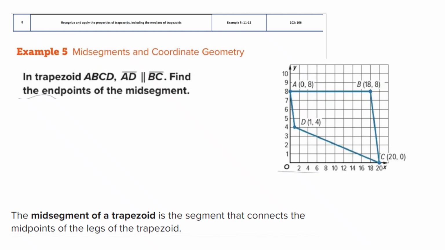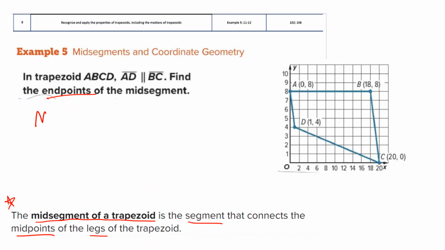Okay, so let's now come to lesson 2.6. This is trapezoids and kites. In this question, we are going to use solved example number 5, where we have to find the mid-segment and use coordinate geometry to find its endpoint. Now, before we do this question, let me define again the mid-segment of a trapezoid for you. The mid-segment of a trapezoid is the segment or the line that connects the midpoints of the legs.